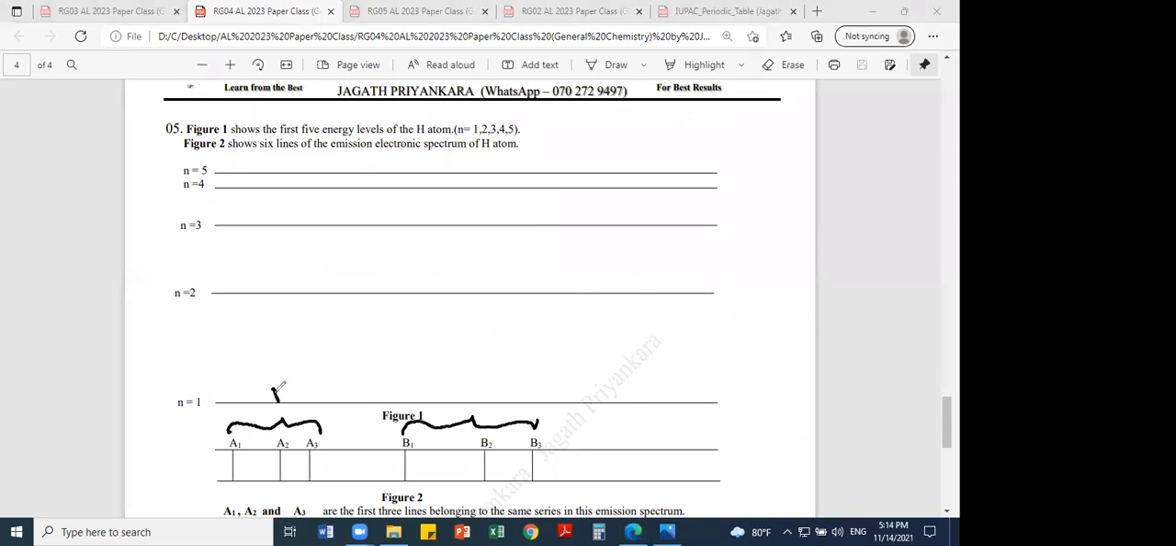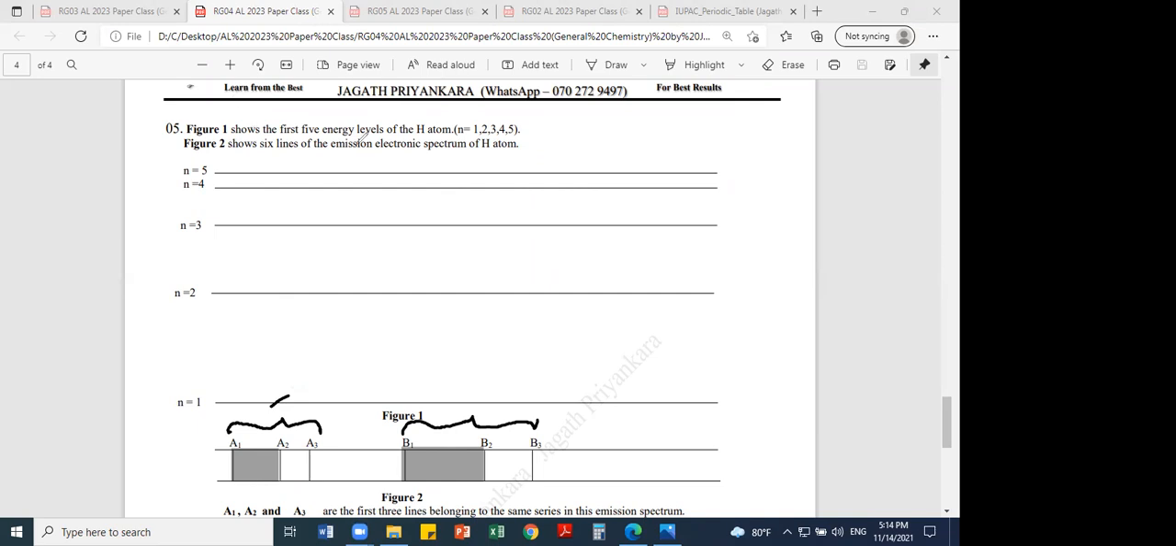Okay. So if you take here this one IR, this should be what? Either visible or UV. Because how to decide this? Look at the gap here. The gap between the first two levels A1 and A2 is less. B1 and B2 gap is more. That means what? This B series energy should be greater. Higher energy, lower energy. That's how you decide here.